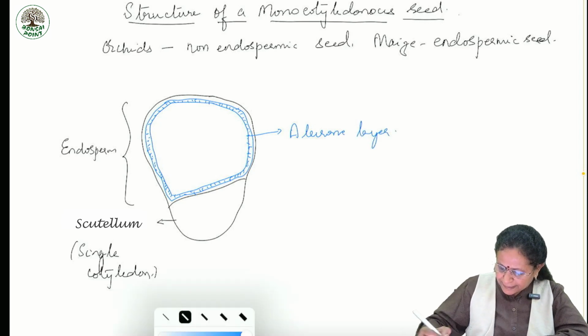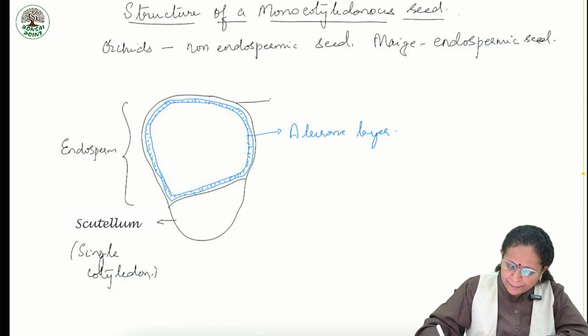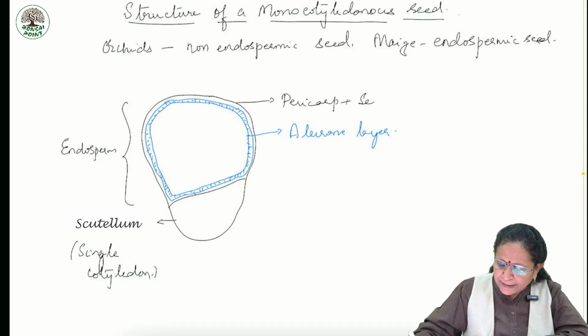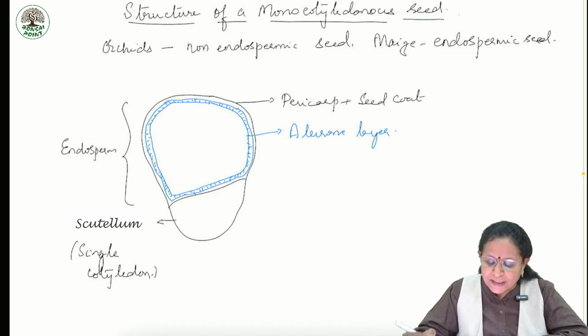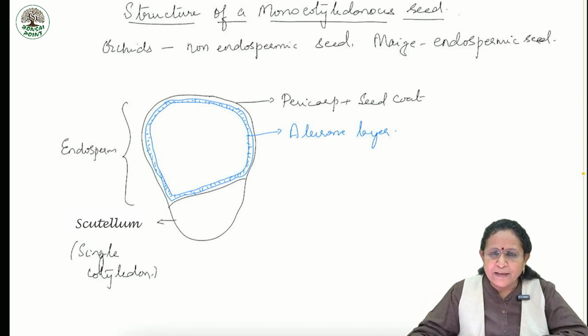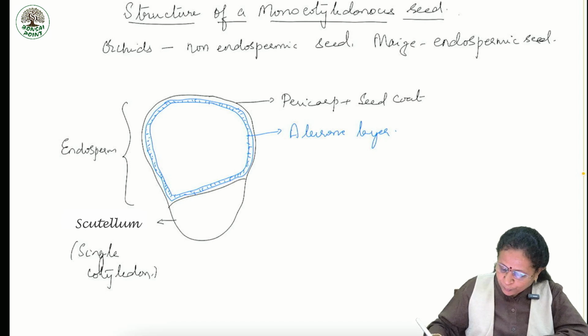What about this? This is the pericarp plus seed coat. The pericarp and the seed coat are fused in case of maize. Followed by that is the endosperm, which is separated by an aleurone layer from the embryo.